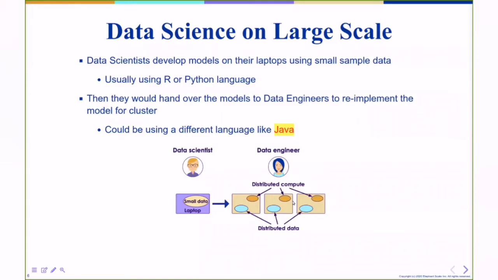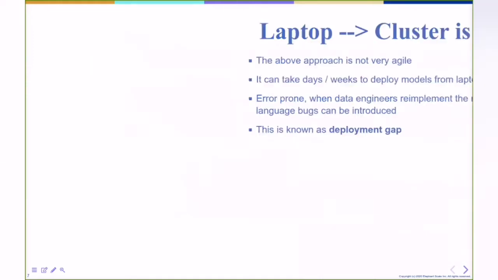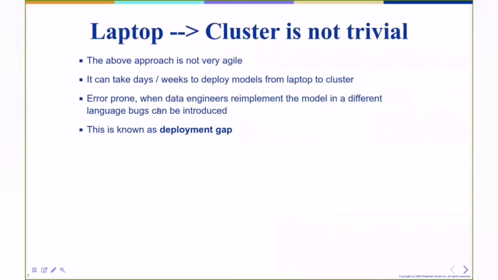So this is not a very efficient situation. You're basically re-implementing a solution for scale in a different language, maybe using different APIs. So this is very inefficient. This thing, going from laptop to cluster, has always been problematic. How do you scale? How do you deploy large models from your laptop to the cluster very quickly? This problem is called the deployment gap.